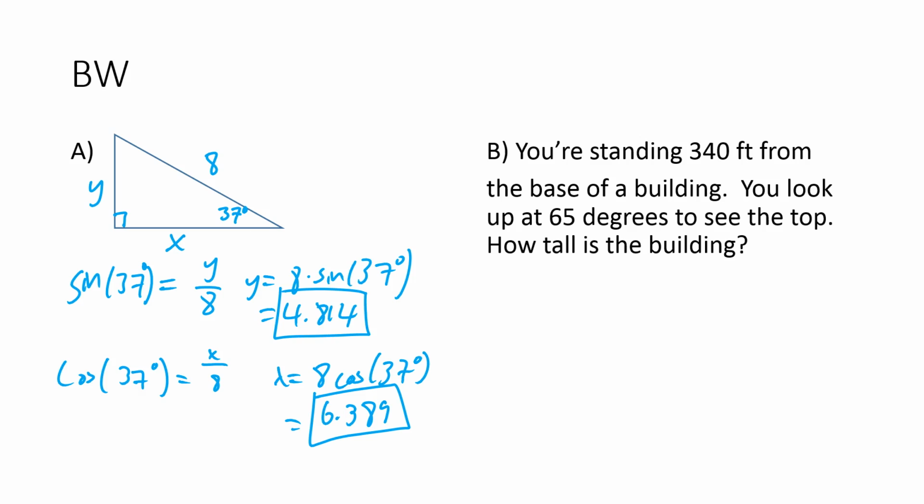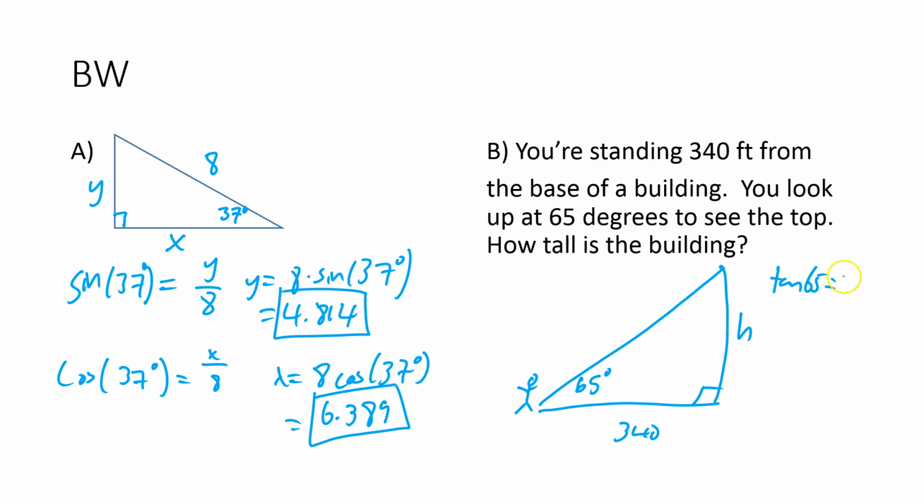No big deal. All right, the next one: we are standing 340 feet from the base of a building. And it says that I look up at an angle of 65 degrees to be able to see the top. I want to know how tall it is. Let's call it h. To find h, I'm going to have to use tangent, because the opposite and the adjacent are the ones involved. So tangent of 65 will be h over 340. So h would be 340 tangent of 65 degrees.